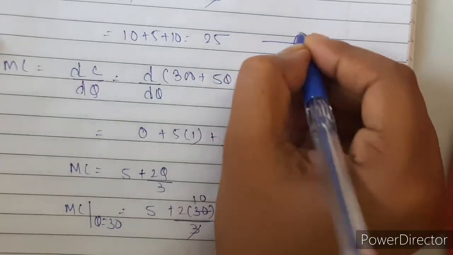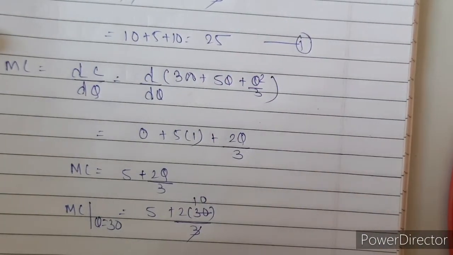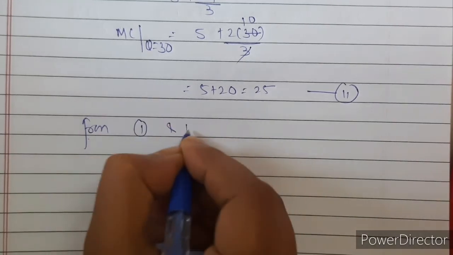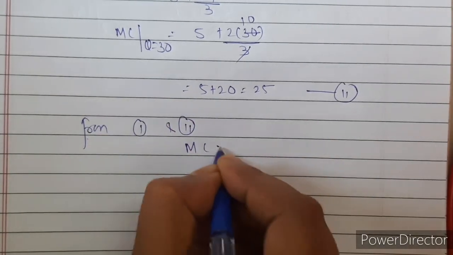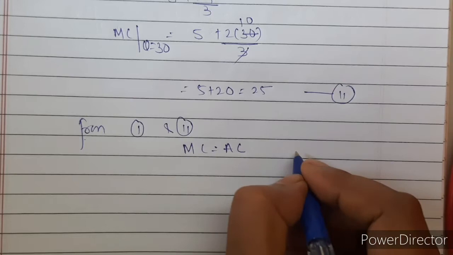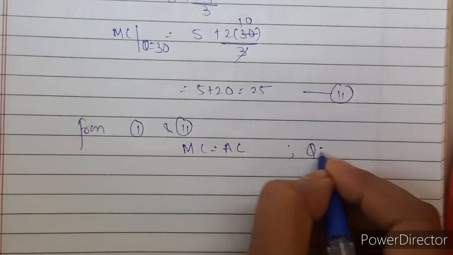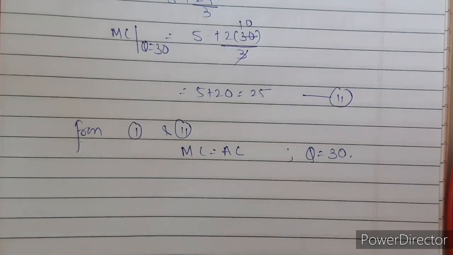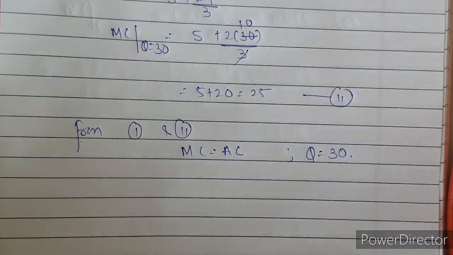So from 1 and 2, we can say that marginal cost is equal to average cost when quantity is 30, and at this quantity we are going to get minimum average cost.